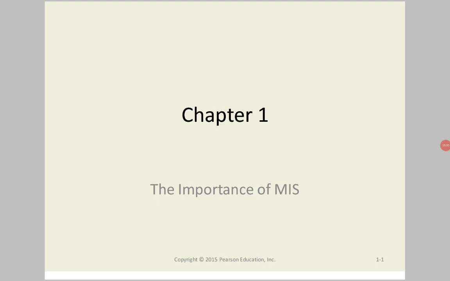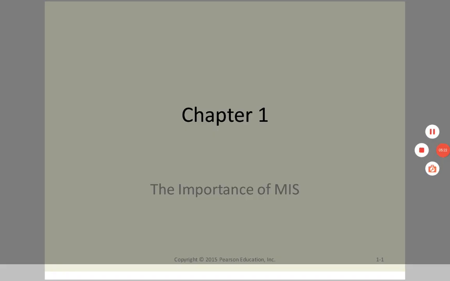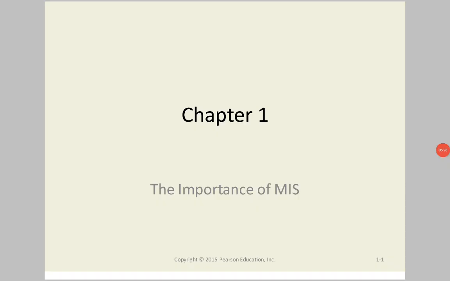And similarly, what is a system? A system means a computerized system or a manual system which is very helpful to the top level managers in taking various decisions in the organizations.